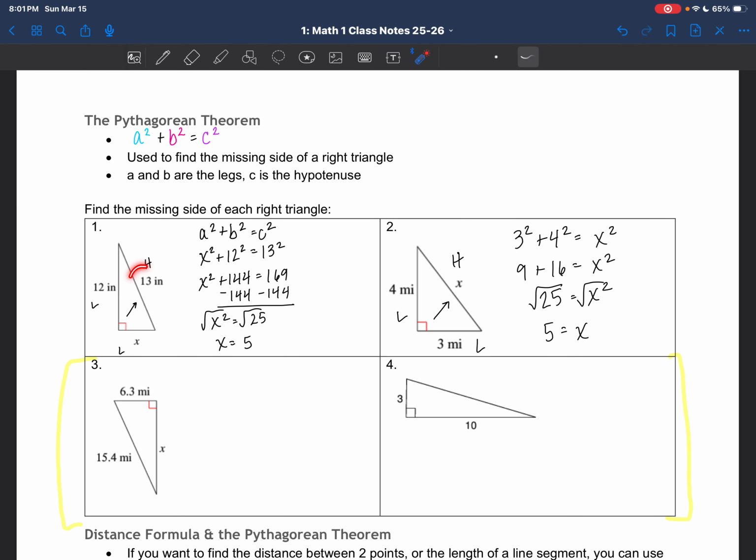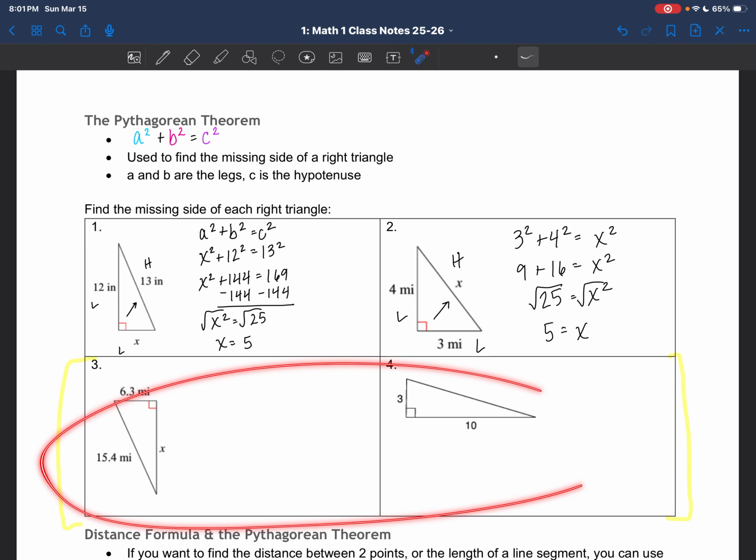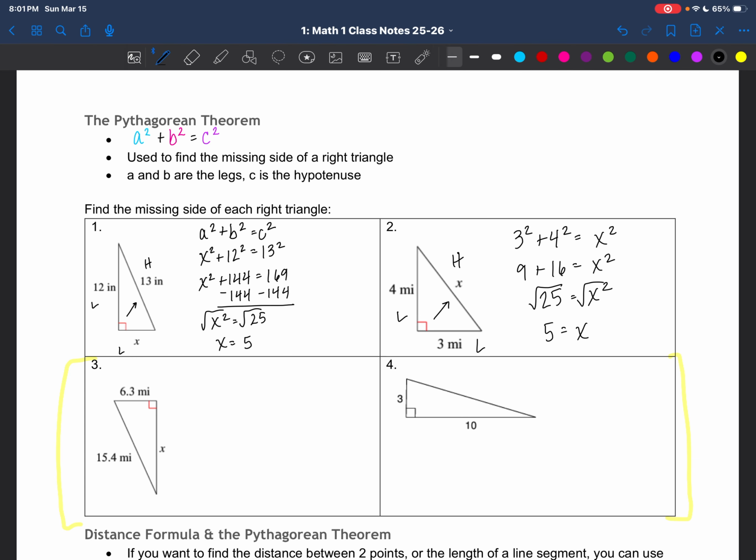And remember, your hypotenuse should be the longest of the lengths for your triangle. All right, I want you to go ahead and try those. And this one, we'll just say this one is x right there, okay?